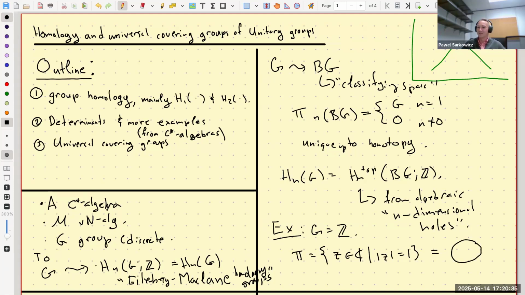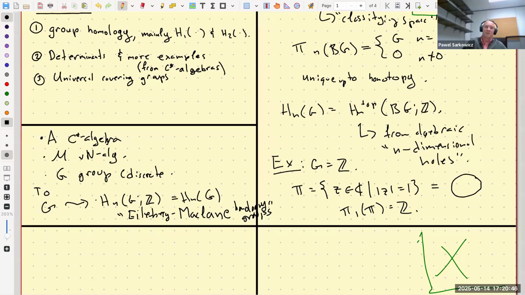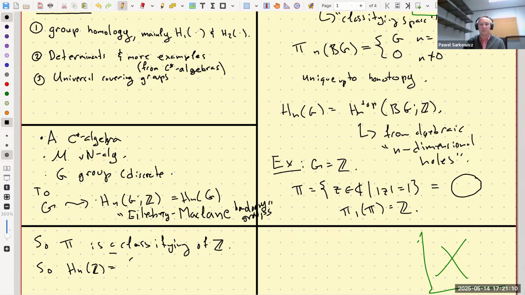And clearly, the fundamental group of the circle is the integers, and all the other ones disappear. So T is a classifying space. They're unique up to homotopy, but they're not unique up to homeomorphism. There are different models that are useful. And so we're able to read off the homology of Z. This is Z if n equals 1 and 0 otherwise.